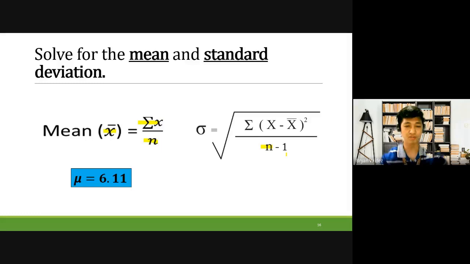Ayan. So, sinolve na natin yung mean. So, the mean for that given data is 6.11 and the standard deviation is 1.63. So kailangan natin i-hold yung mga values na yan for the mean and standard deviation, because later on we are going to use the mean and the standard deviation to create a normal curve.